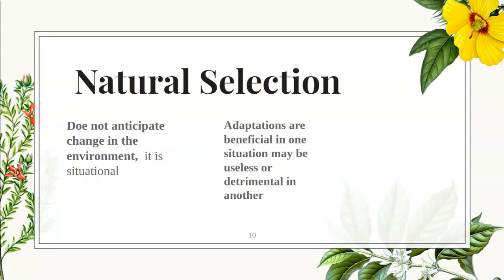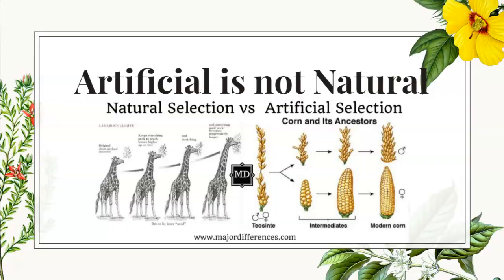Adaptations are beneficial in some situations, but then can be completely silent or useless, meaning nothing happens, or they can actually be detrimental in other situations. So meaning we end up having an adaptation that's bad for us. So when we talk about natural selection and passing them on, we're usually looking at adaptations that are beneficial, not the other two. So last thing I want to quickly talk about is artificial is not natural.